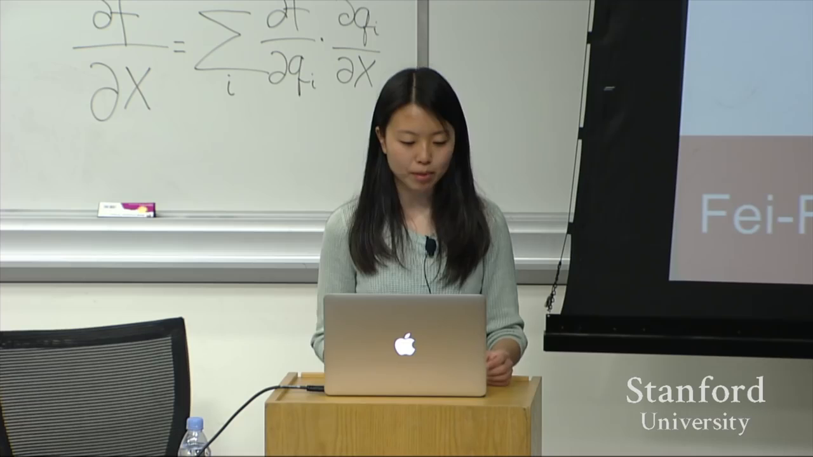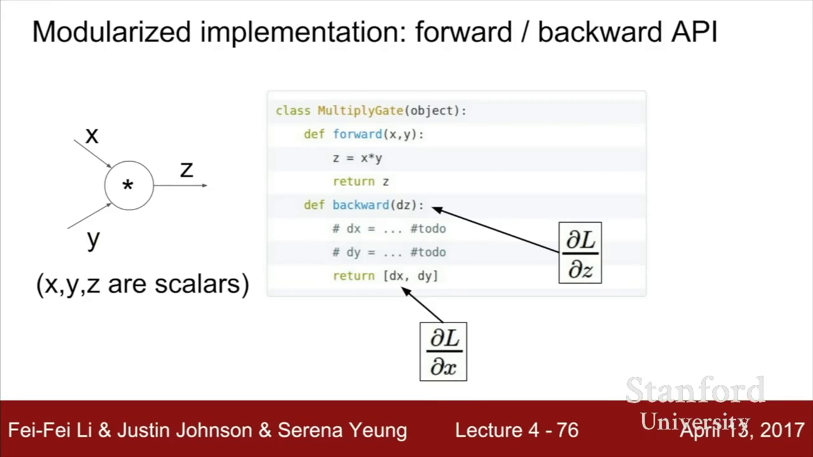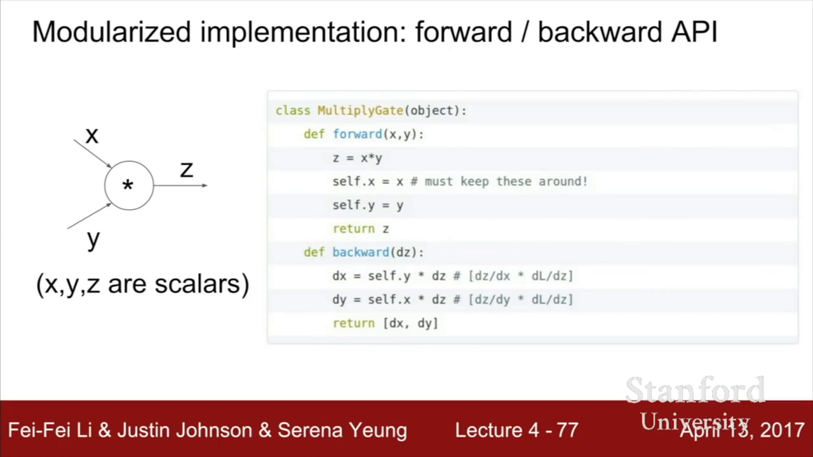If we look at the implementation for a particular gate, for example this multiply gate, we want to implement the forward pass. It gets x and y as inputs and returns the value of z. Then when we go backwards, we get as input dz, which is our upstream gradient, and we want to output the gradients on the inputs x and y to pass down, so we output dx and dy. In this example, everything is back to the scalar case.